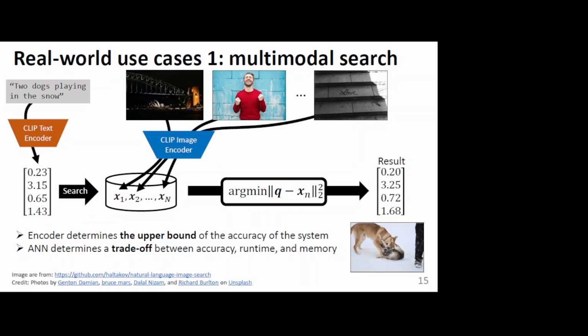And in this work, your image encoder and the text encoder determine the upper bound of your system accuracy.